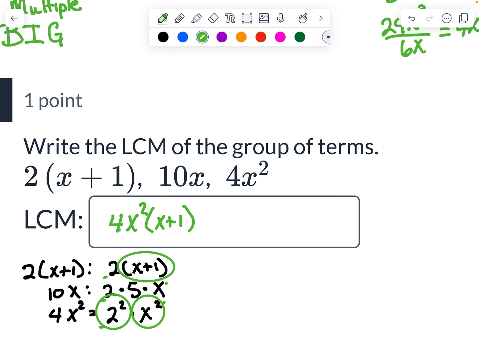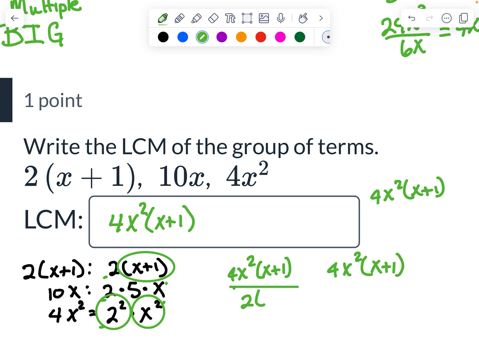So if you do the check, if you ask yourself, is that really the right answer? If you think about this least common multiple, the least common multiple is 4x squared, x plus 1. We'll check all three of them to make sure it works. Ran out of room, we'll do it up here. 4x squared, x plus 1. So if we go to divide out the first one, which is 2, x plus 1, the x plus 1's cancel out, and the 4 and the 2 cancel out.